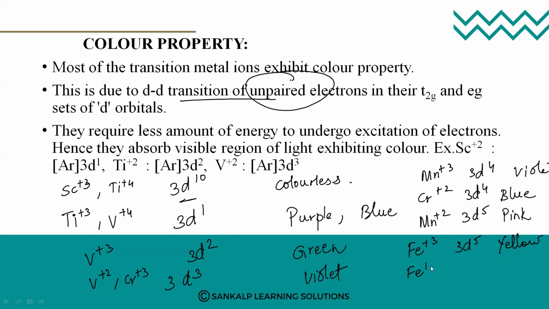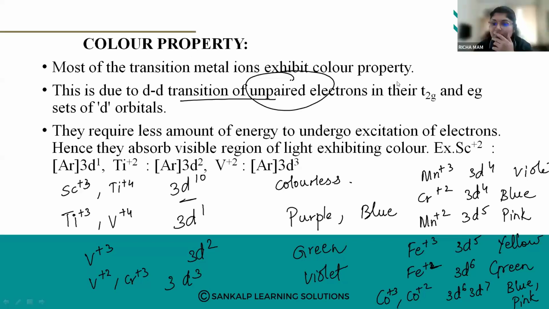Then when you have the Fe +2 system, the configuration is 3d6 and the color is green. Then when you have cobalt +3 and cobalt +2, it will have 3d6 or 3d7. The color will be blue and pink. If you have 3d6, you will have blue color. If you have 3d7, you will have pink color.